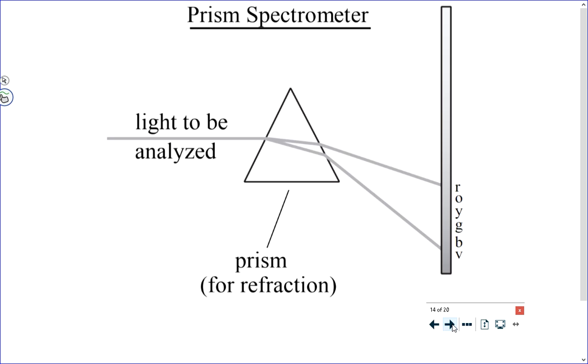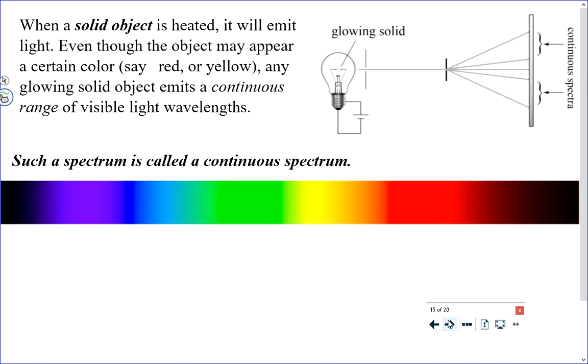The first type of spectrum is called a continuous spectrum. And that's what a continuous spectrum looks like. It's sometimes called the rainbow of visible light. You do need to know that in order to produce a continuous spectrum, you need a solid glowing object.